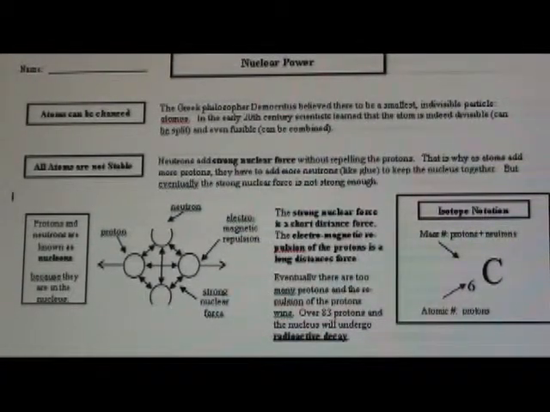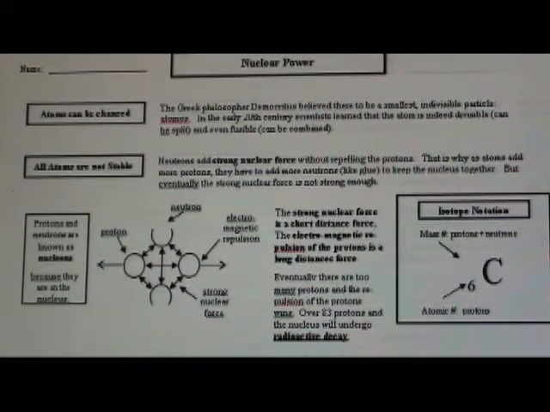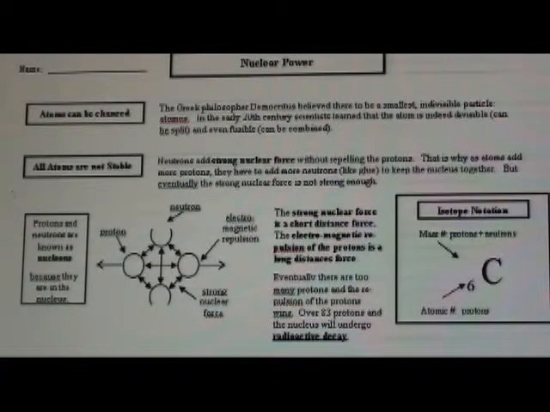So as a quick review, remember nuclear power, we're talking about the atom here, and atoms can be changed. At the top of your paper we have Democritus, who thought that atoms were small little hard balls. Then in the early 20th century, scientists learned that there are lots of different parts to the atom and we can actually split them and fuse them together in both fusion and fission.